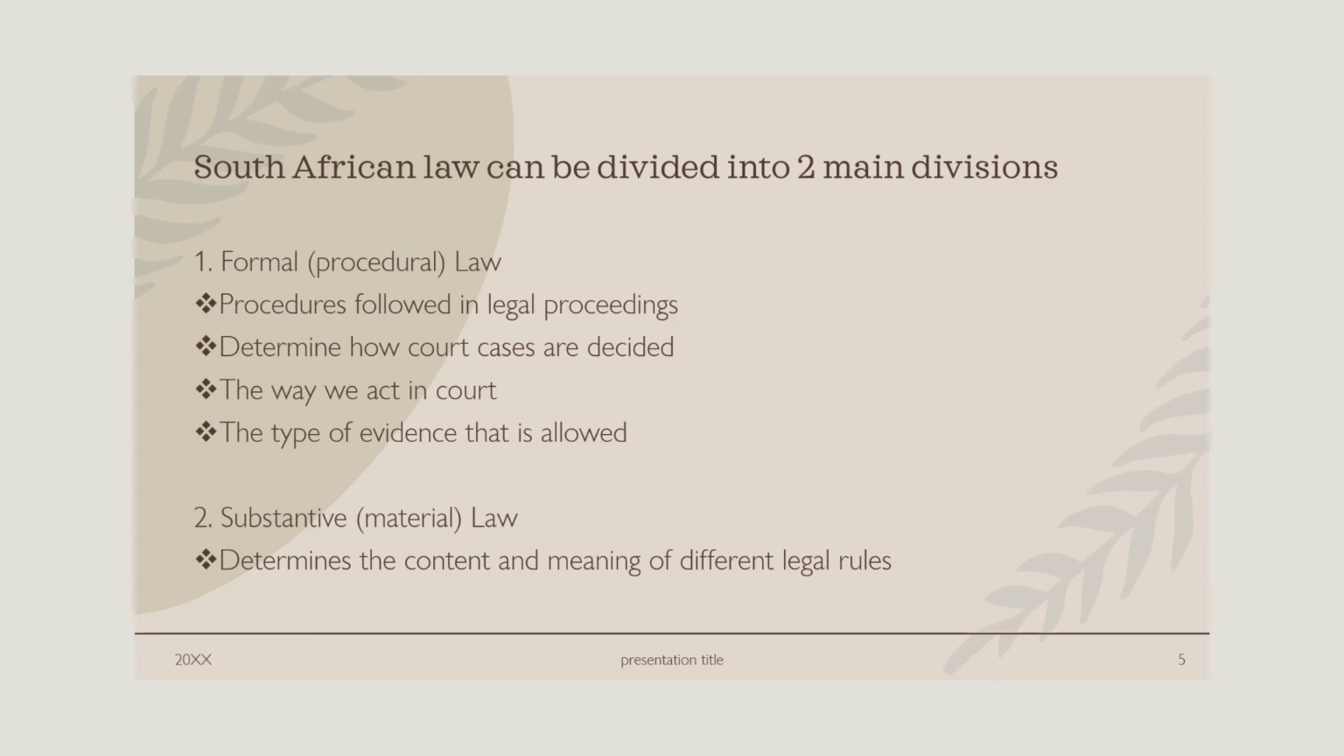Then you get substantive law, which is material law. This determines the content and the meaning of different legal rules. So where formal procedural law is the procedures, substantive or material law is what determines the content and the meaning of the rules that apply in formal law or a formal setting like the court.